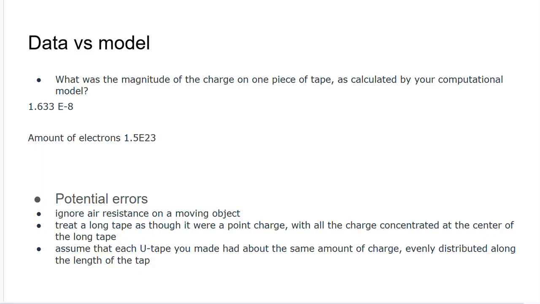So we had a lot of potential errors that could be causing this data to not be super accurate. One, we assumed that each piece of tape has an even layer of electrons across it, which is not entirely accurate. We also ignored air resistance on a moving object and treated the long tape as though it was one point charge at the center, which is not entirely accurate, but it made it a lot more simple to do the equation. We also assumed that each tape had the same charge, which is also not accurate, but also made it much more simple to calculate the charge on that piece of tape.